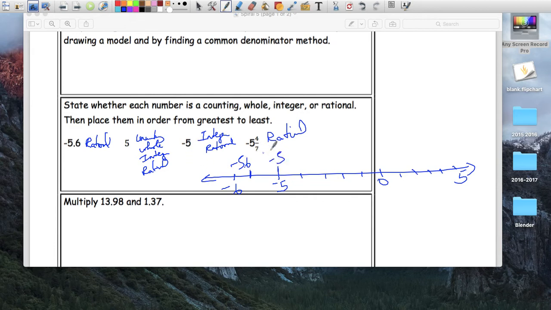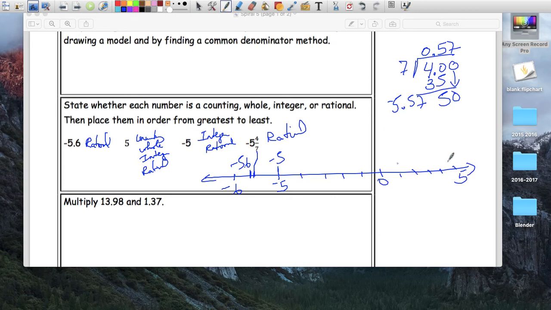And -5 4/7. I forget what 4/7 is, so I can divide 4 by 7, because I don't know if it's going to go to the left of -5.6 or to the right. So let's divide 4 by 7. 7 goes into 4 0 times. Add a decimal. 7 goes into 45 times, 35, and 5 left over. Bring another 0 down. 7 goes into 50 7 times. So 0.57, so -5 4/7 is -5.57. Wow, really close. It's going to be right before.